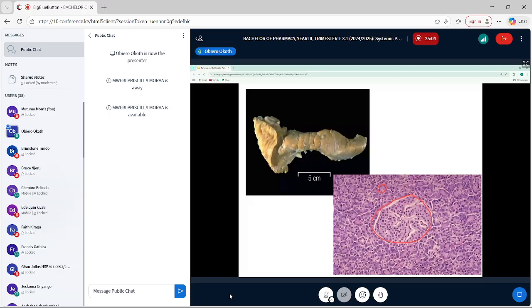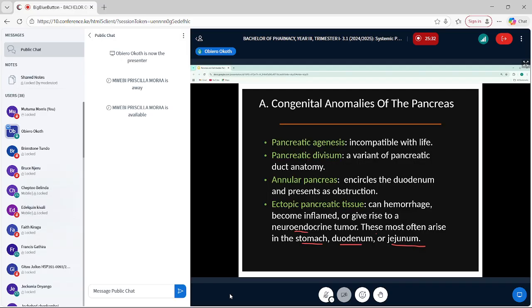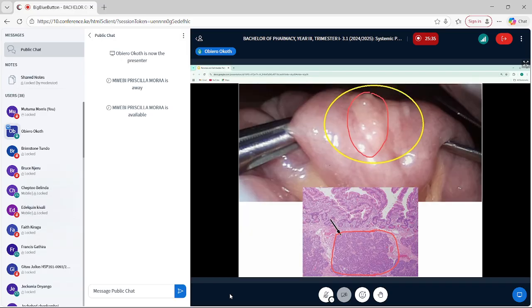Like this one. We are trying to show you, this is the small intestine. The mesothelium has a tumor here. And then under the histology, you see tissue that looks like pancreas. It's basically pancreas. So this is a pancreatic heterotopia. This is ectopic pancreatic tissue in the small intestine.